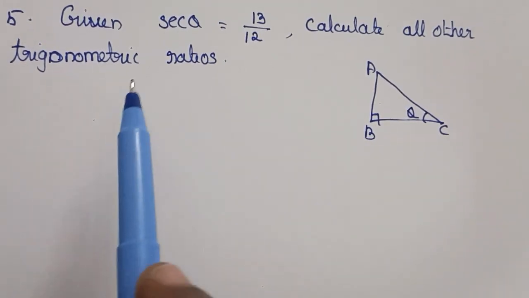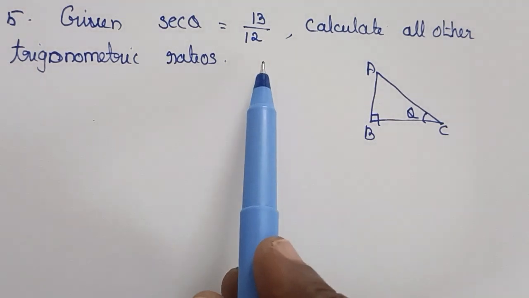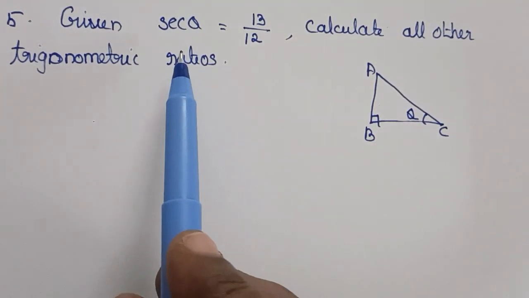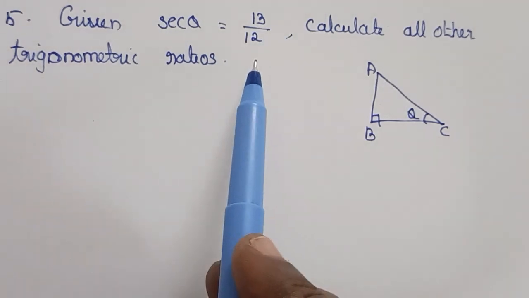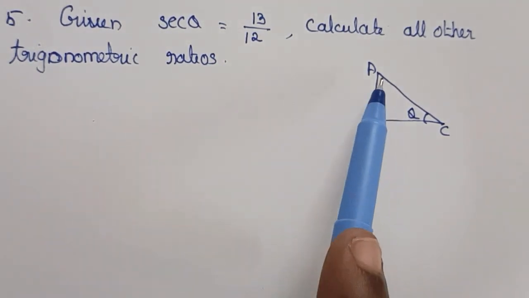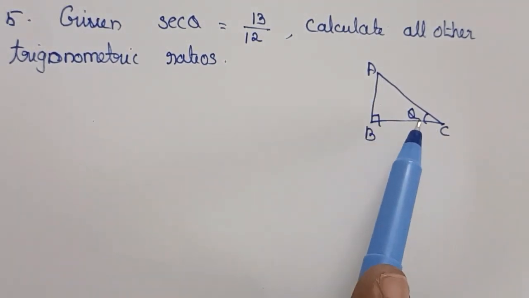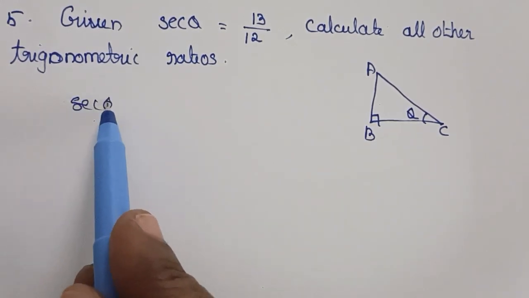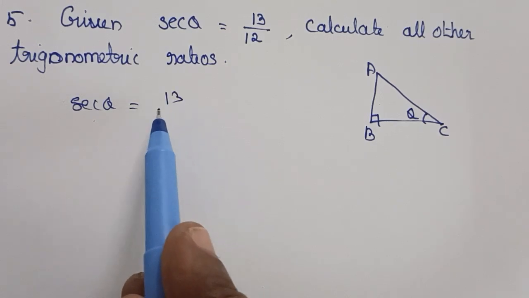Fifth question. Sec theta equal to 13 by 12. Calculate all other trigonometric ratios. Sec theta is given, it is equal to 13 by 12. So draw a right triangle ABC and take one acute angle as theta. Then we have given that sec theta equal to 13 divided by 12.